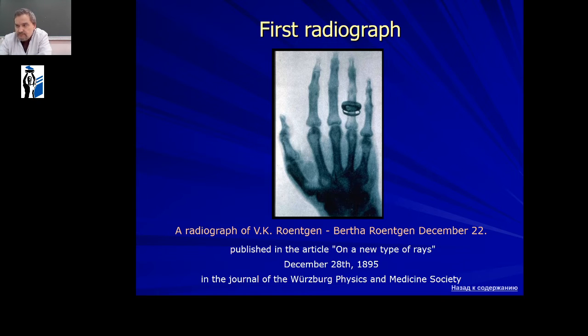In this picture, we see first radiograph of wife Röntgen, Bertha Röntgen, made 22 December 1895 and published in the article on a new type of rays on 28th December 1895 in the Journal of the Würzburg Physics and Medicine Society.